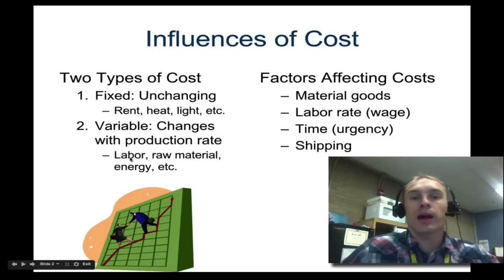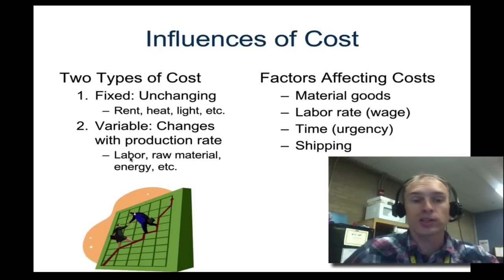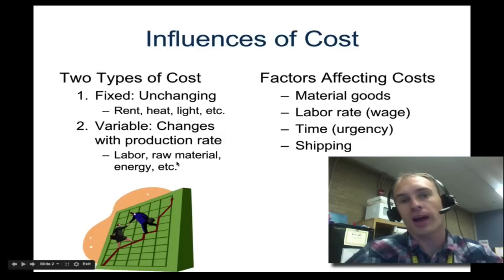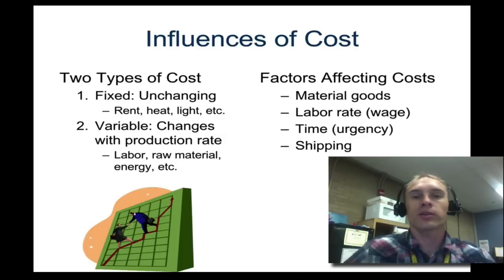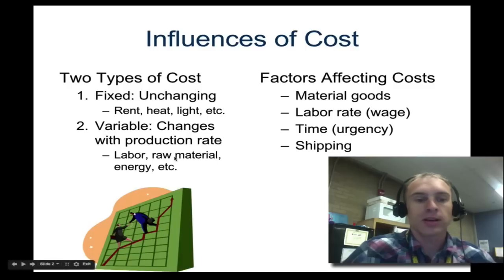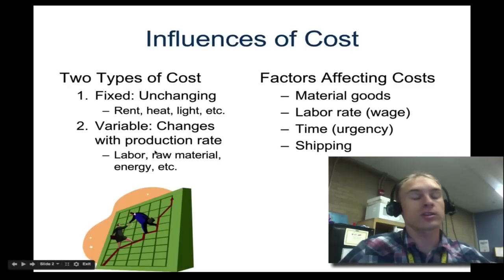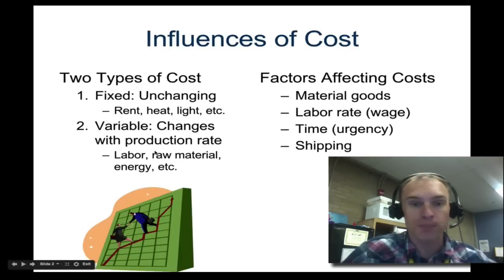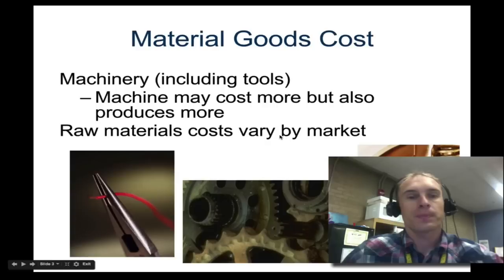Variable would be the labor, how much you're going to pay people and how many employees you might have. Costs of what the materials are. If you're making something out of plastic and you're making a whole bunch of them, then what is the price of the raw plastic pellets? Same thing goes for energy costs. Energy costs are constantly changing, usually going up. So those would all be variable costs.